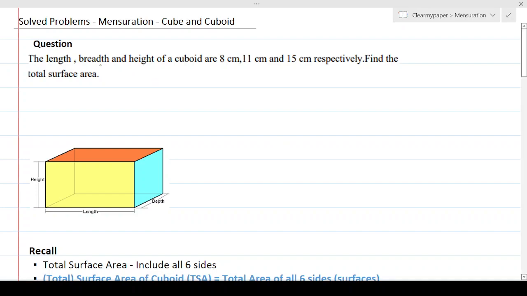All right, we have a question here which is on a cuboid. The length, breadth, and the height of a cuboid are 8 centimeter, 11 centimeter, and 15 centimeter respectively. And we need to find the total surface area, or TSA, the short form of that.